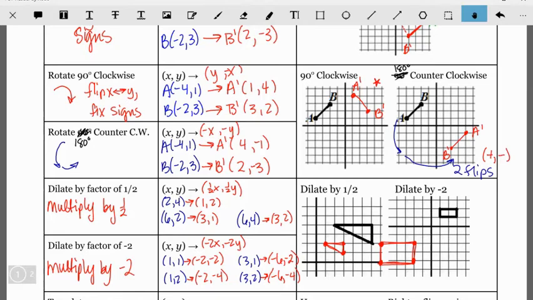Okay, one last rule, and then I do have some examples, but after we finish the rules, let's go ahead and pause the video, take a quick stretch break before you do your practice for today.